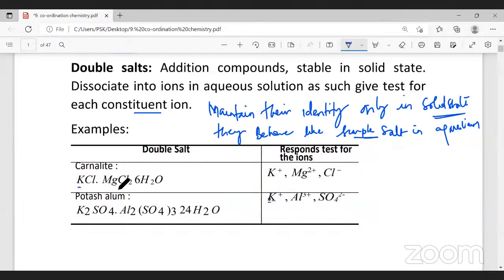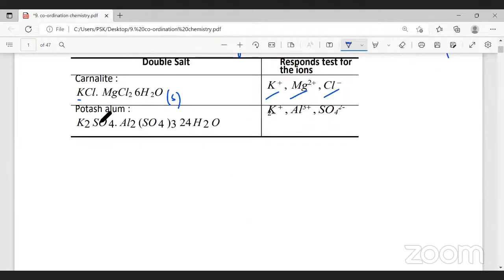KCl is a simple salt. Magnesium chloride is a simple salt. The combination of these two will have their identity only in the solid state. But in aqueous medium, they give simple ions. They behave like a simple salt. Likewise, potash alum. Potassium sulfate is a simple salt. Aluminum sulfate is a simple salt. And when they combine in equal proportions, they give a solid called potash alum. Potassium sulfate, aluminum sulfate, dot 24 water molecules of hydration. They maintain their identity only in the solid state, but in aqueous medium, they behave like simple ions.